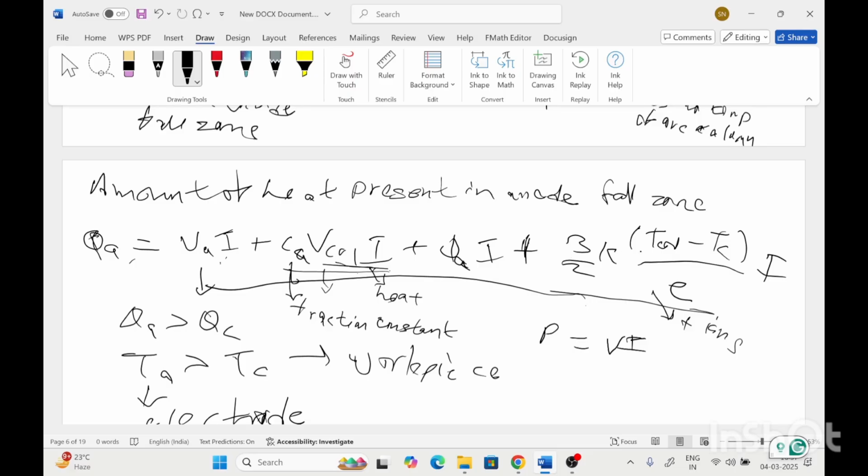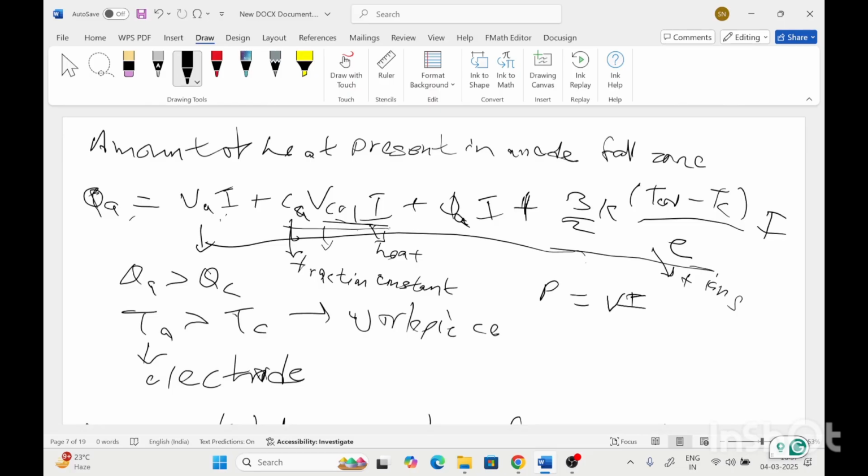The electrons coming from the cathode will transfer the energy to the anode region. So this is the same term, the heat required to increase the temperature of electrons to the arc column temperature. In the previous one it was minus, but here it will be plus. All terms are positive, so we can see that the heat available at the anode is greater than at the cathode, greater than Qc.